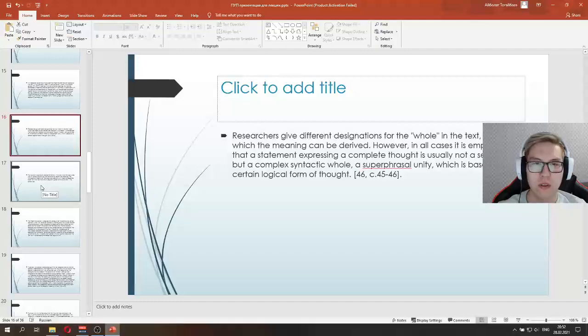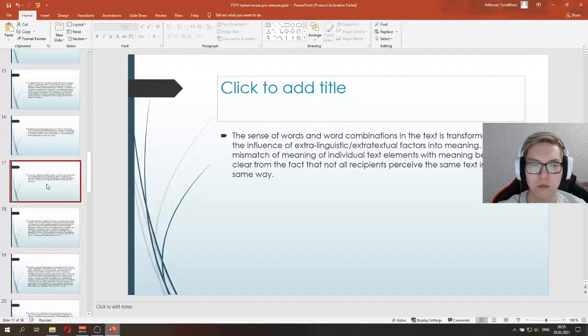Researchers give different designations for the whole in the text from which the meaning can be derived. However, in all cases, it's emphasized that a statement expressing a complete thought is usually not a sentence, but a complex syntactic whole, a superphrasal unity, which is based on a certain logical form of thought.